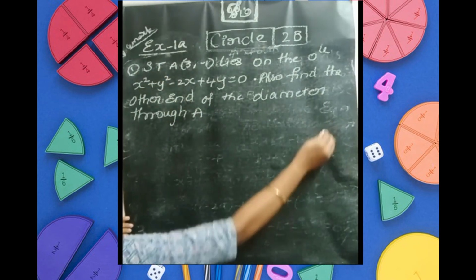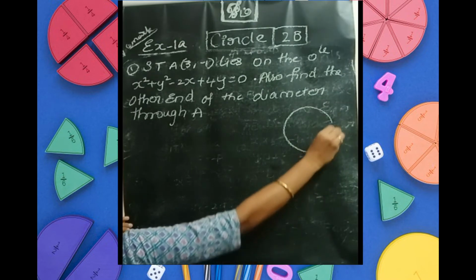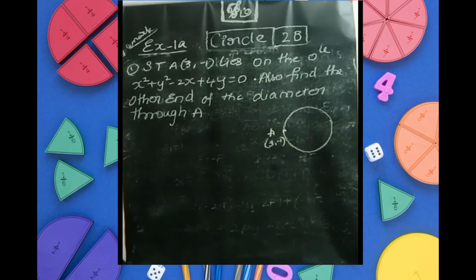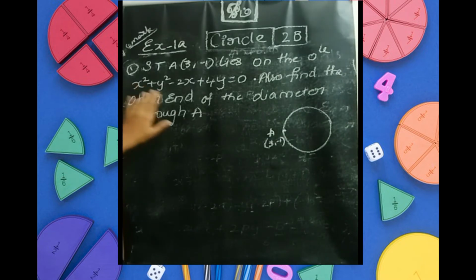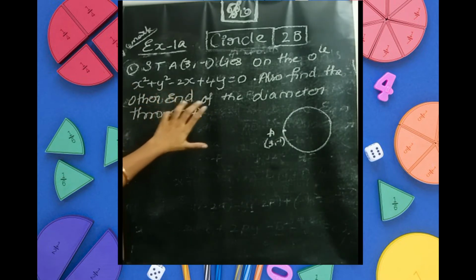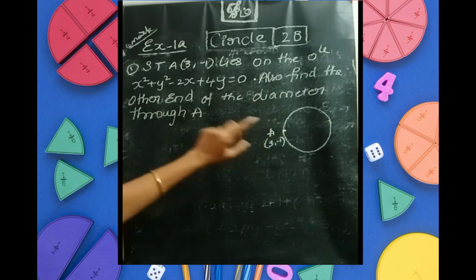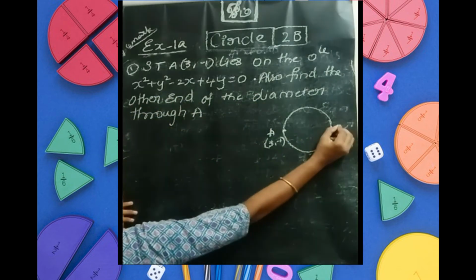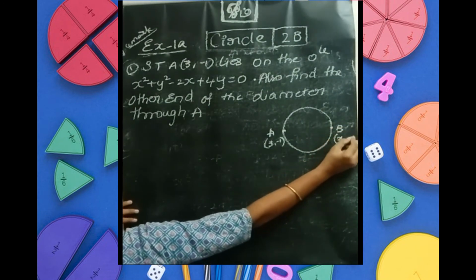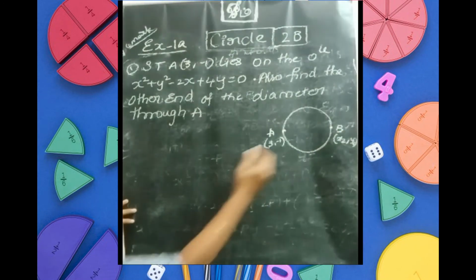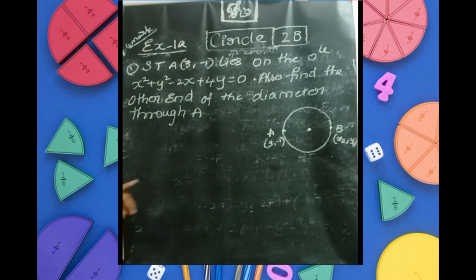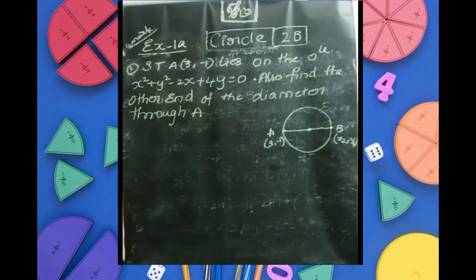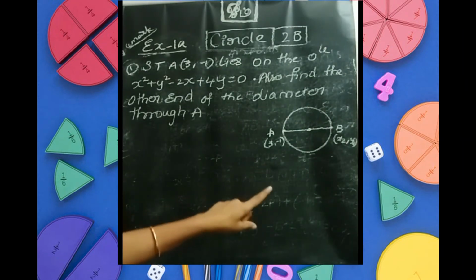So they have given this circle, and this is a point, 3 comma minus 1, on the circle. They have given the equation of the circle and also asked us to find the other end. We have to find out the other end of the diameter, that means B, x2 comma y2, and the center. Diameter means definitely the line will pass through the center. So we have to find out the B value.